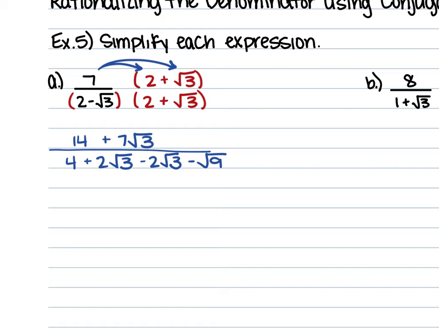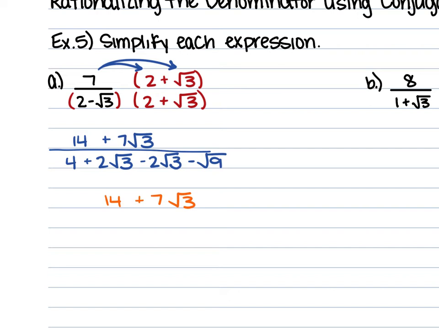In this case, they're both square roots, so you multiply the 3 times the 3 to give you 9. From here, you just simplify. Up top, you can't do anything with that, so leave it 14 plus 7 square root 3. If you wanted to factor this and leave it 7 times 2 plus the square root of 3, you could have done that because you might be able to simplify it at the end. We don't know that yet, so continue to simplify your denominator.